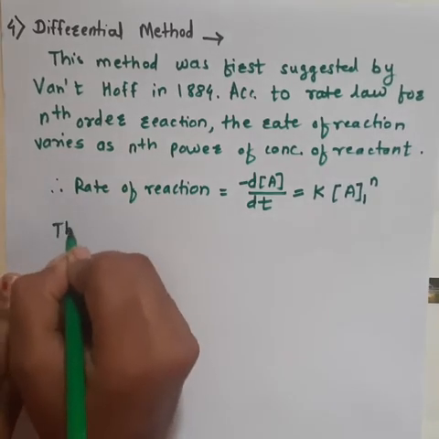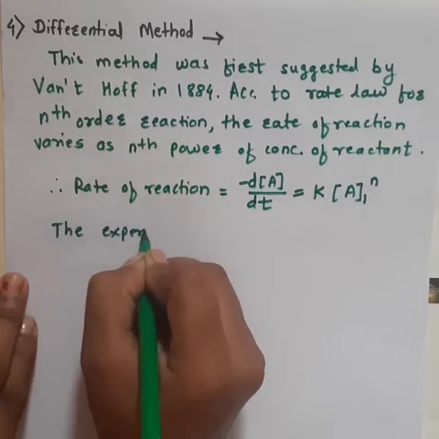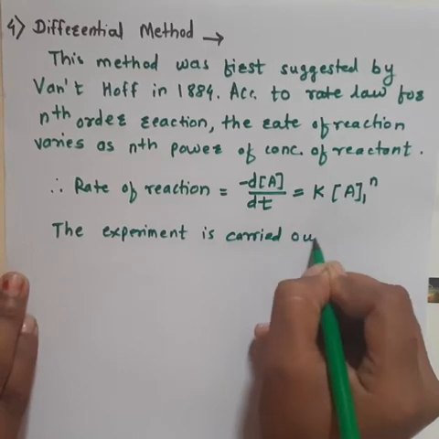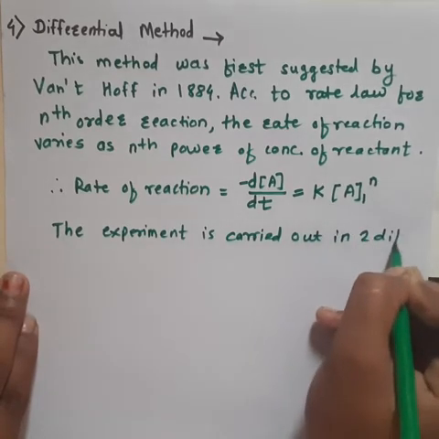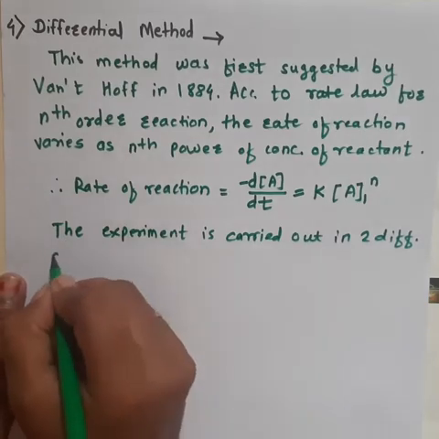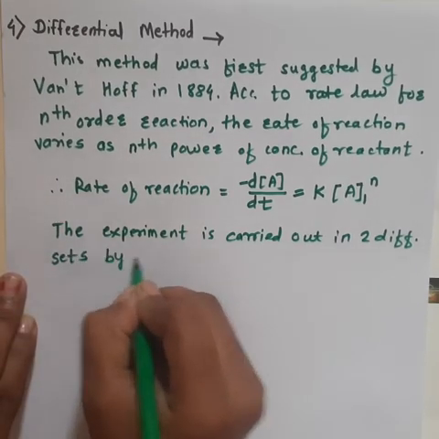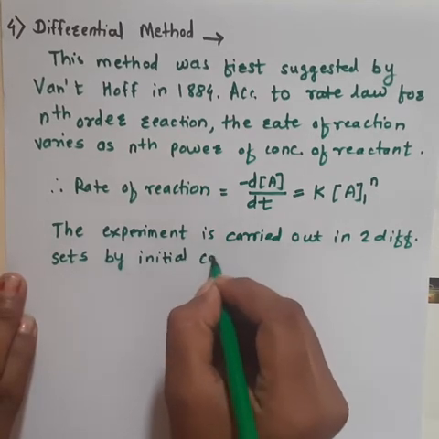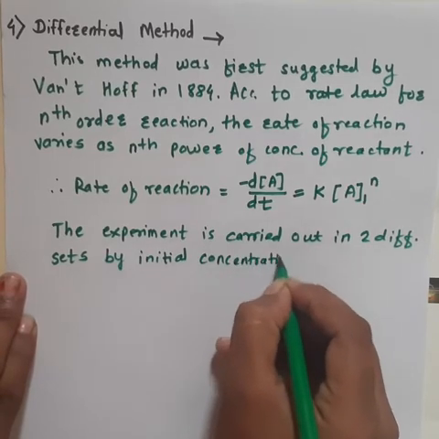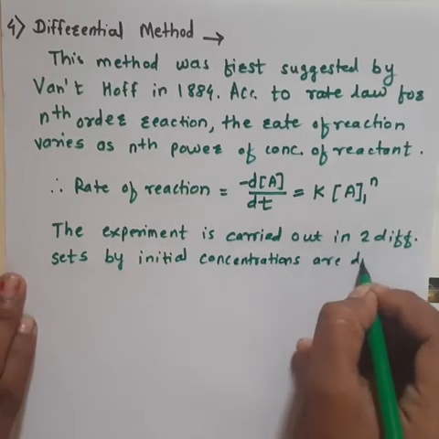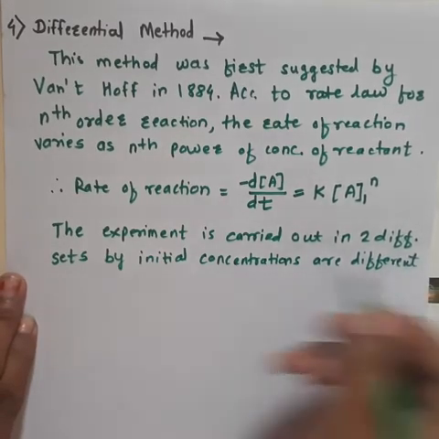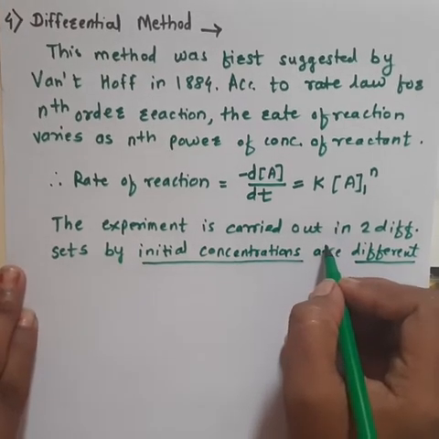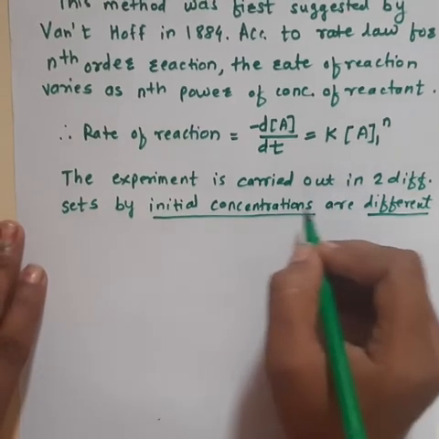So the experiment is carried out in two different sets, in which the initial concentrations are different. That means we carry out the experiment in two sets having different initial concentrations.